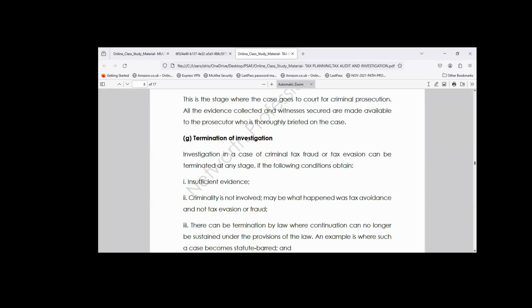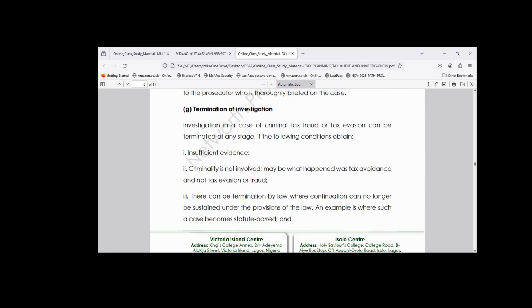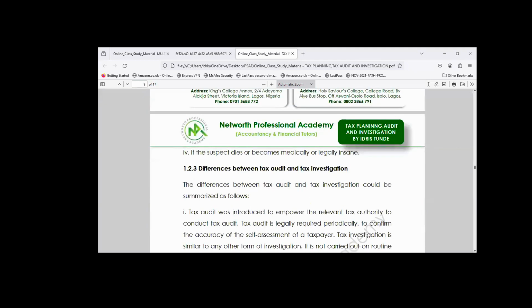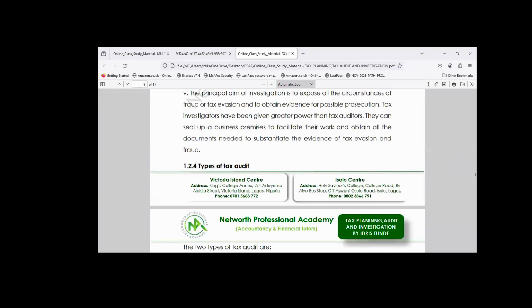You terminate your investigation. If the court finds that this company truly commits this tax evasion or tax fraud, they will fine them and they will pay every tax. Some of the directors may go to jail for doing such a thing. So that is what we need to know on that.